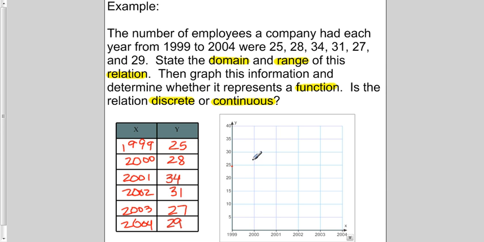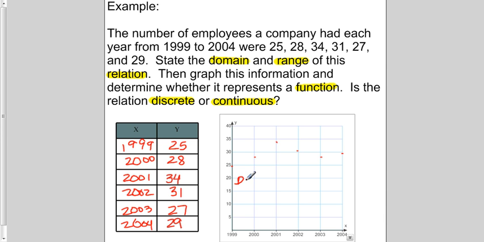In 2000, about 28. In 2001, 34. In 2002, 31. 2003, 27. And in 2004, 29. Okay, so now let's state the domain and range of this relation. When you write your domain and your range, you want to go in order from least to greatest. So the domain values are the x values in order from least to greatest.